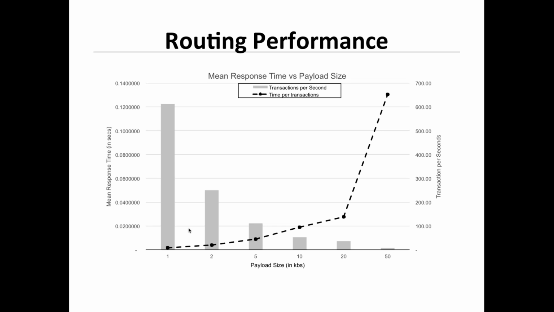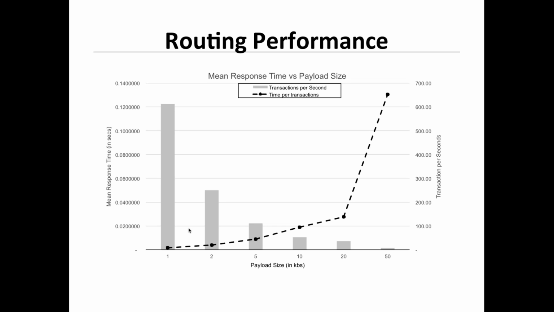In our graph, the line graph represents the response time per transaction. Obviously, as the payload size increases, the response time also increases. On the other hand, the bar graph represents the transactions per second. Again, the smaller the payload size, the higher the transactions per second, because transactions per second and the mean response time are inversely proportional to one another. So basically, the result of this experiment is expected.